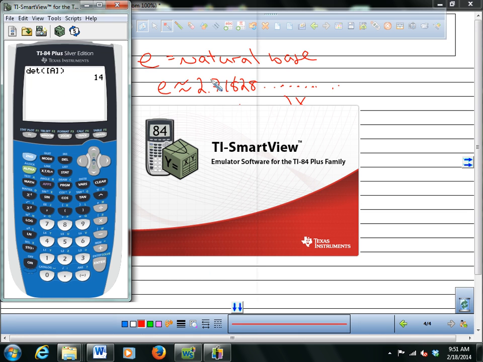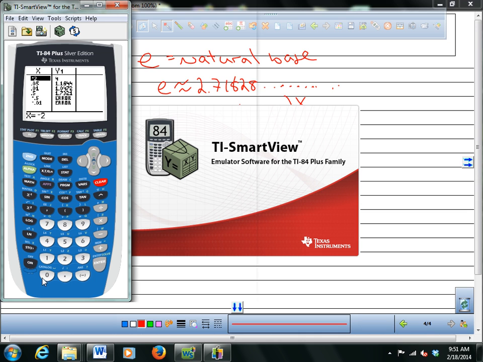So say I were to put in y equals, clear, and I go up here and put in parentheses 1 plus 1 over x raised to the x. And if I go to second table set, and start, it's unasked, so that doesn't matter. So if I go second table, and I put in some numbers.